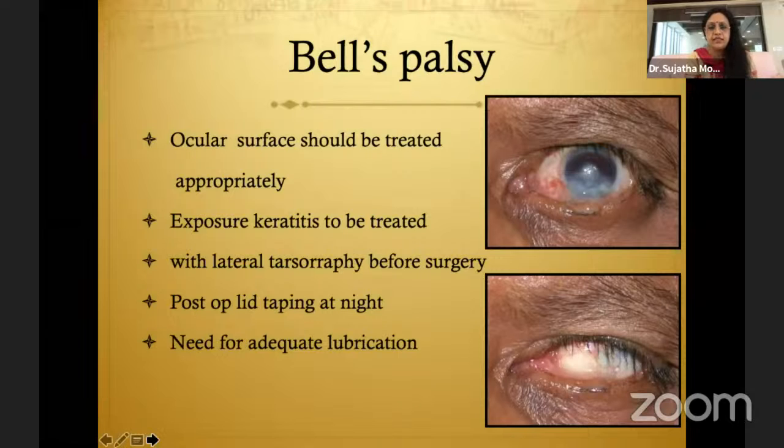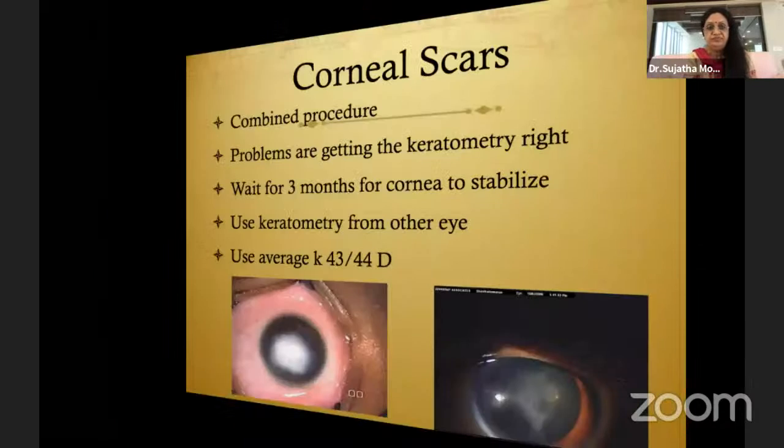So Bell's palsy again is a problem because of the poor lid closure. You can see that already the cornea is very much damaged. So it's important that you either do a lateral tarsorrhaphy before and improve the health of the cornea, or you can remove the lateral tarsorrhaphy during the cataract procedure, and then retape or advise the patient to tape or redo the tarsorrhaphy post cataract surgery. But the most important thing is that you have to take care of the cornea before.